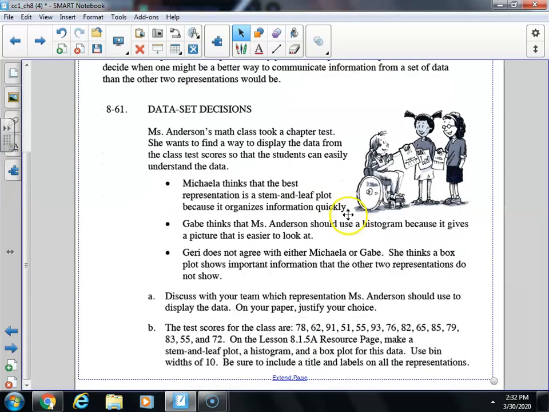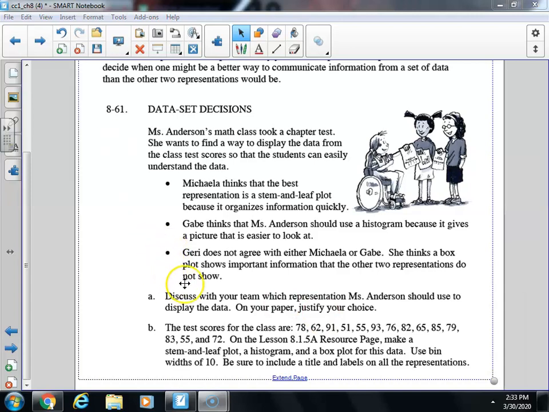So core problem 61. Miss Anderson's math class took a chapter test. She wants to find a way to display the data from the class test scores so students can easily understand the data. Michaela thinks that the best representation is a stem and leaf plot because it organizes information quickly. Gabe thinks that Miss Anderson should use a histogram because it gives a picture that's easier to look at. And Jerry does not agree with either Michaela or Gabe. She thinks a box plot shows important information that the other two do not show.